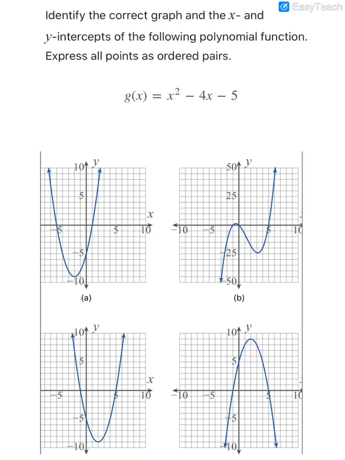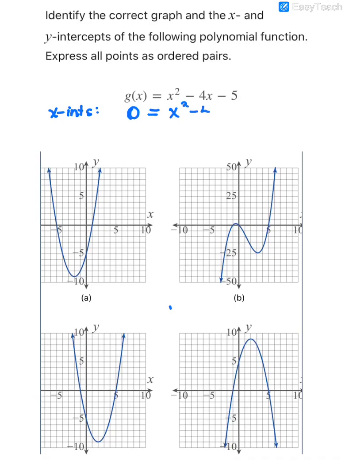We are going to learn how to find the x and y intercepts of a polynomial function and then identify the correct graph. So this particular polynomial function happens to be a quadratic. When we start out finding our x-intercepts, you always find x-intercepts by letting your y equal to 0. And remember, in function notation, g of x represents my y.